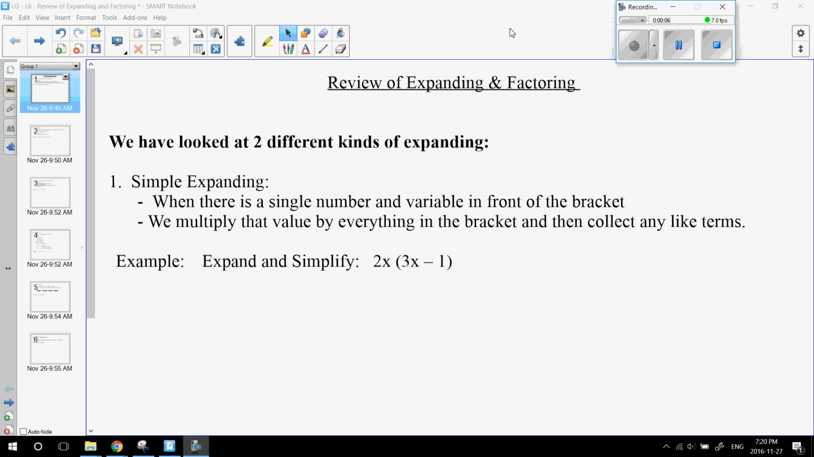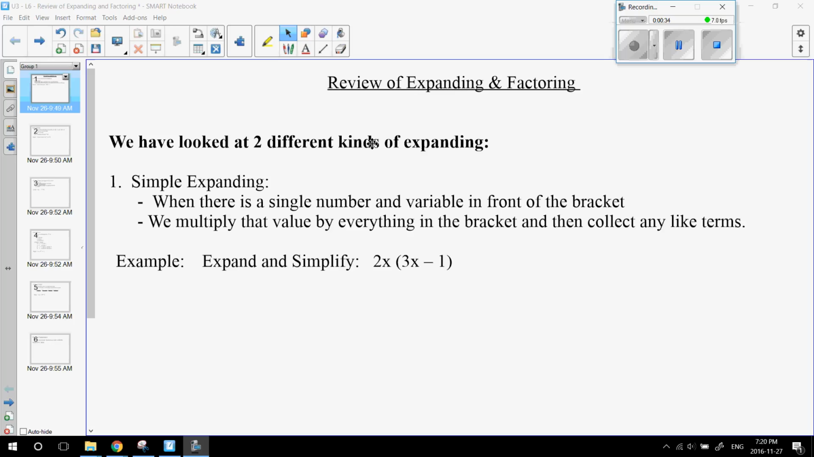Today we're going to be looking at reviewing the expanding and factoring that we've looked at last week. So we looked at a couple different types of expanding and a few different types of factoring, and we're going to just be putting that all together today and deciding when do we use each of those different types. So we're going to review them first in this short little lesson, and then you're going to be given a practice assignment where you have to decide which one do you use when. So let's quickly review first.